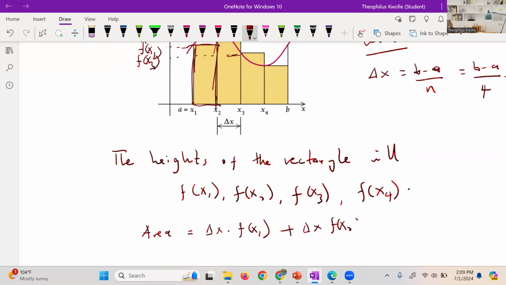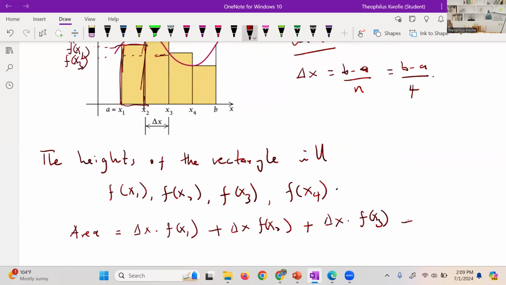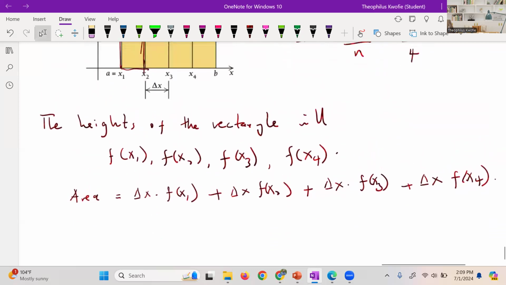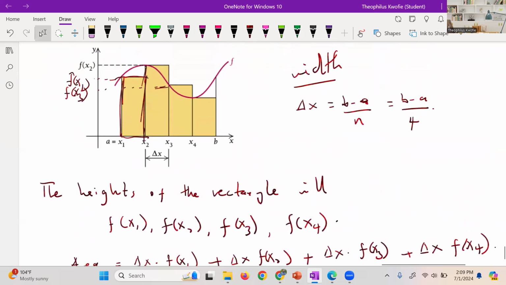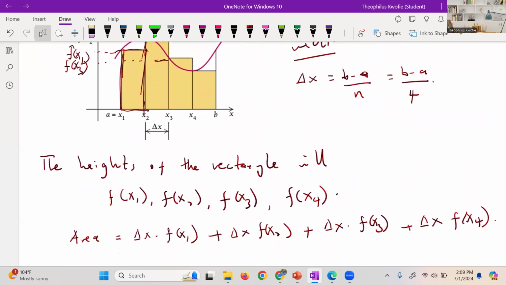So f of x2 plus the base times f of x3, then plus the base, which is the width, times f of x4. Is that okay? Good. So that is what Riemann is saying. But then there are various ways by which we can use Riemann sums to approximate values of some integral.